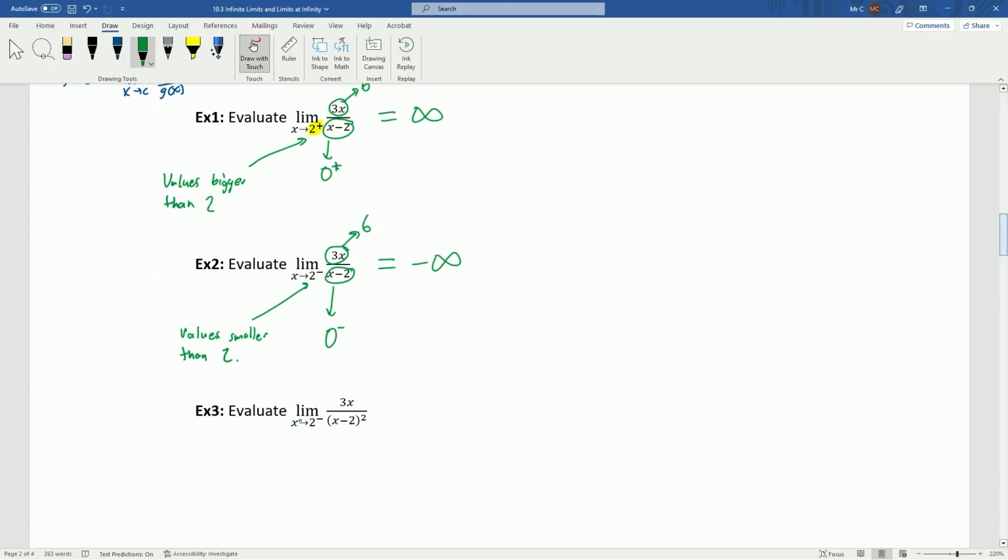Okay, example 3. Now here we've got the limit as x approaches 2 from the left of 3x over (x minus 2) squared. So when I look at 3x, this is approaching 6. Now this denominator is a little trickier, because x minus 2 is from the left, so it's smaller than 2, minus 2, so this is approaching values of 0 that are negative, but then I'm squaring it. So the whole thing is actually approaching 0 from positive values. So I get a positive divided by a positive, which is positive infinity.